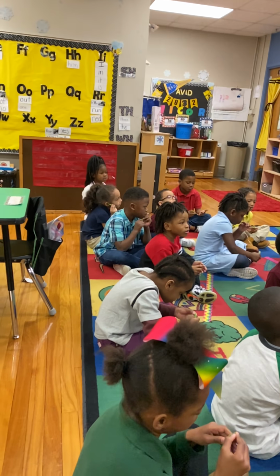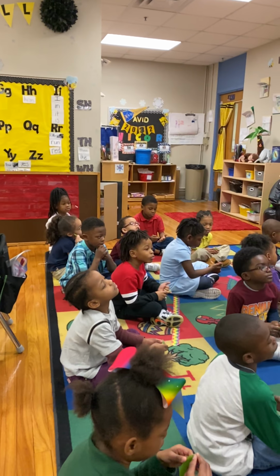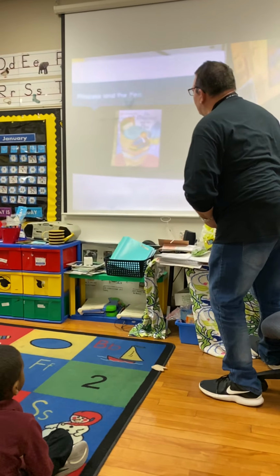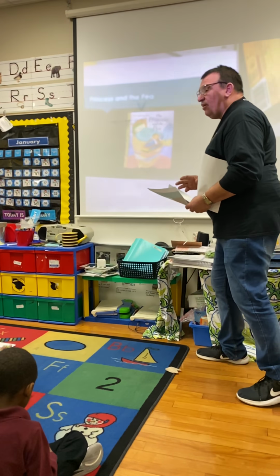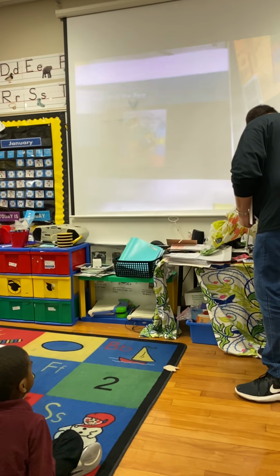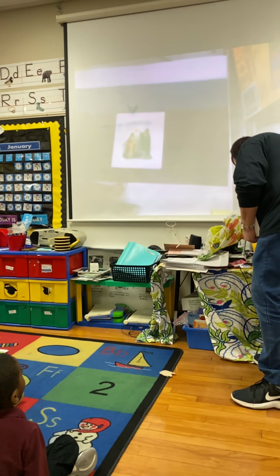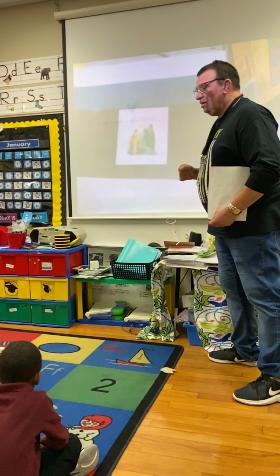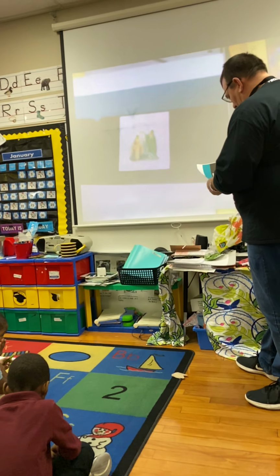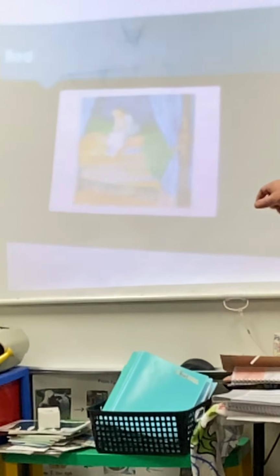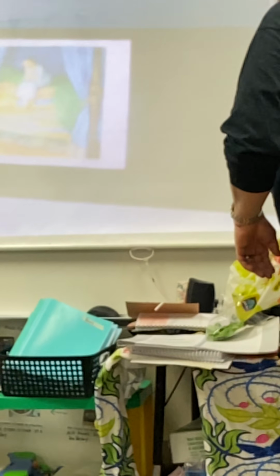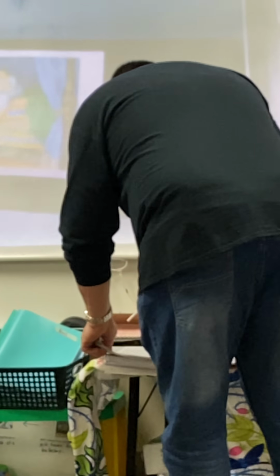So I wanted you to see some of the original. This is the original cover of the book. This is the original picture of the princess. Okay, and we're going to compare that in a minute. This is the original picture of her in the bed. All right, so we are going to compare that.